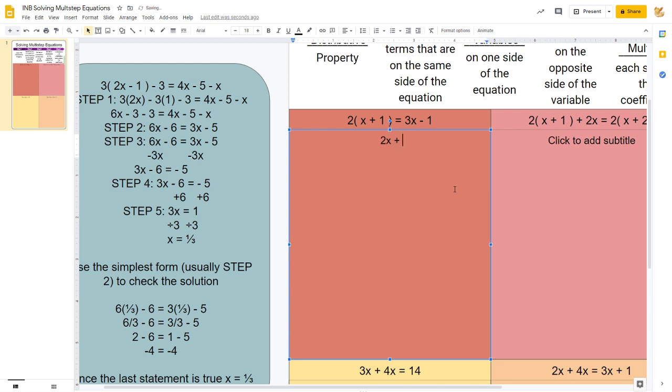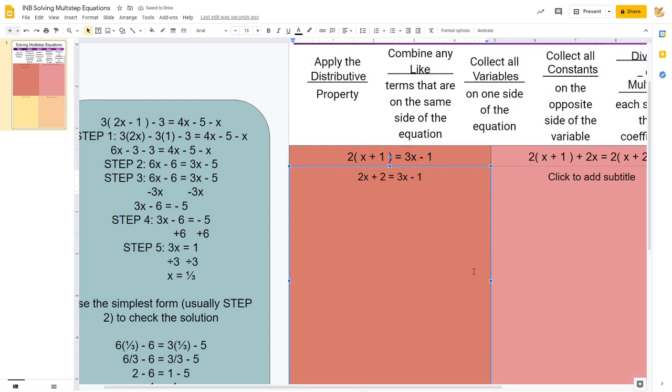2 times 1 is 2. And then there's no other distributive, so I'm just going to write everything else as is. Okay. My next step is to combine like terms. There are none. What that means is if on one side of the equation I had x's or numbers, constants, I would combine them, but they're on opposite sides of the equation, so I can't do that.